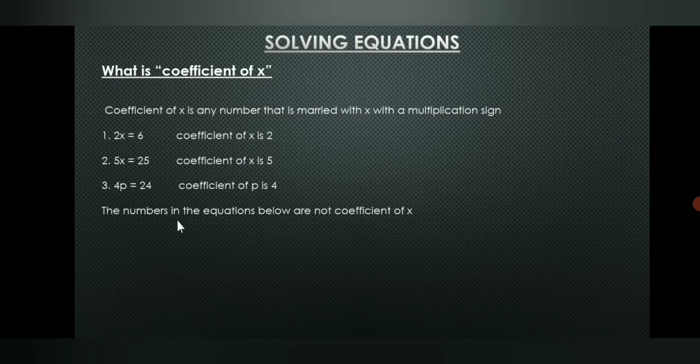Now, the numbers in the equations below are not coefficient of x. Take note. Say, for example, we have 2 plus x equals to 6. You cannot say 2 is the coefficient of x because 2 is related to x with addition sign, not multiplication sign. Good. Look at another example, 5 minus x. You cannot say 5 is the coefficient of x because 5 is related to x with a subtraction sign. It is not multiplication sign.